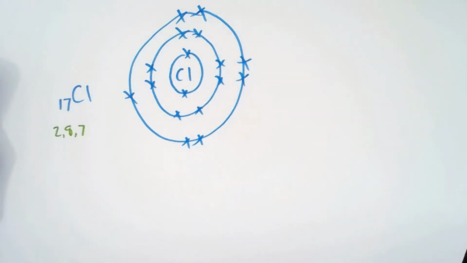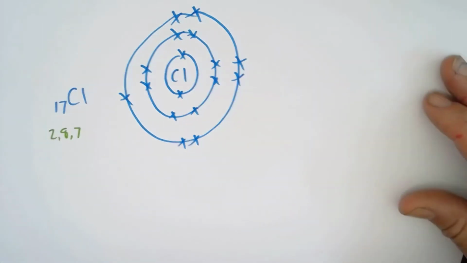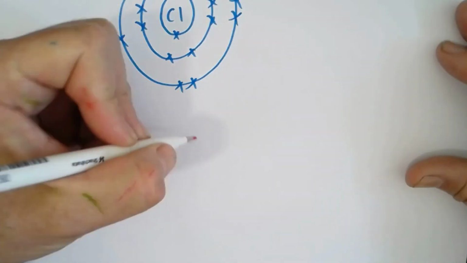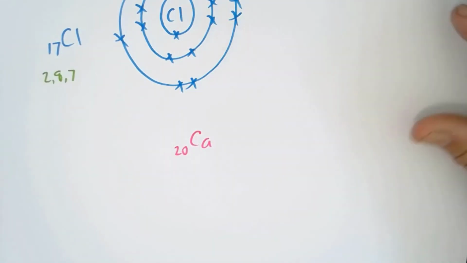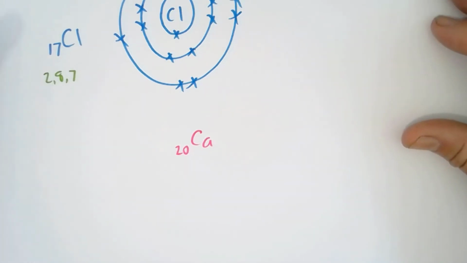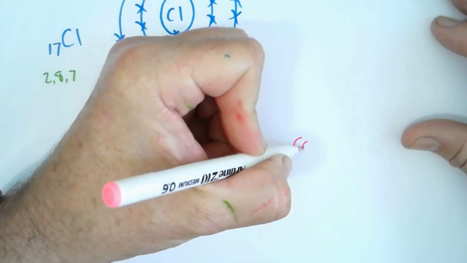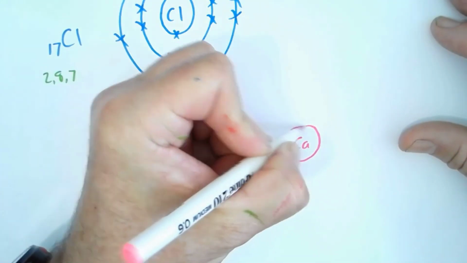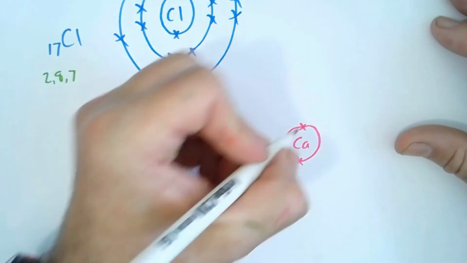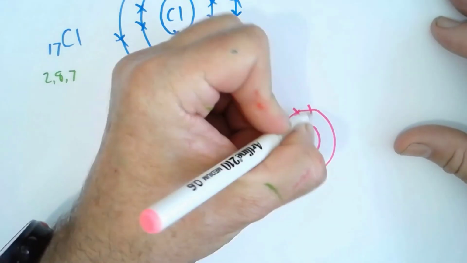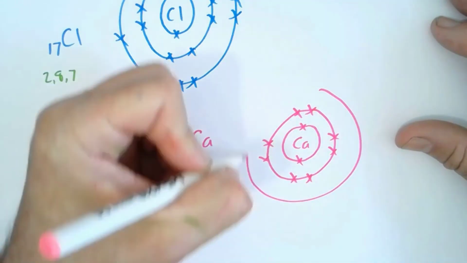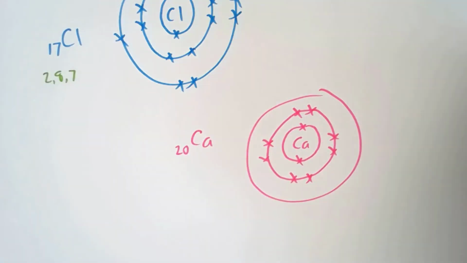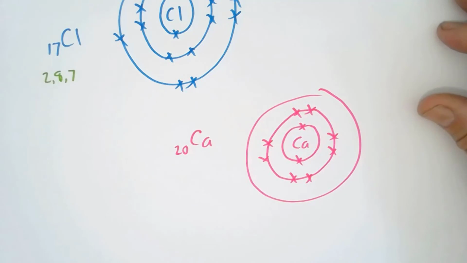Okay, so now I just wanted to show you calcium, which is the 20th element. Let's do calcium. Okay, so calcium, it's the 20th element, so therefore it's got an atomic number of 20, and it's got 20 electrons. Okay, so here we go. So calcium, inner shell, 2 electrons. Second shell, 8 electrons. Third shell, so we've got 2 and 8 so far. So 2 and 8 is 10.